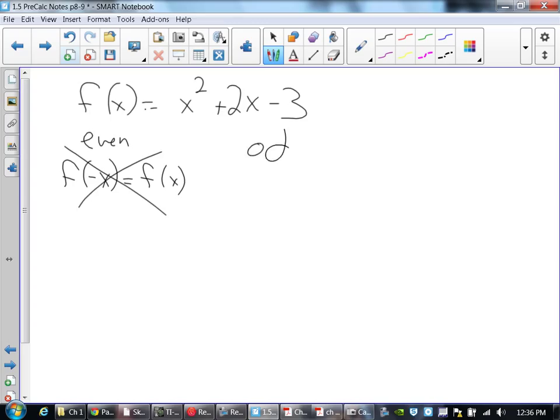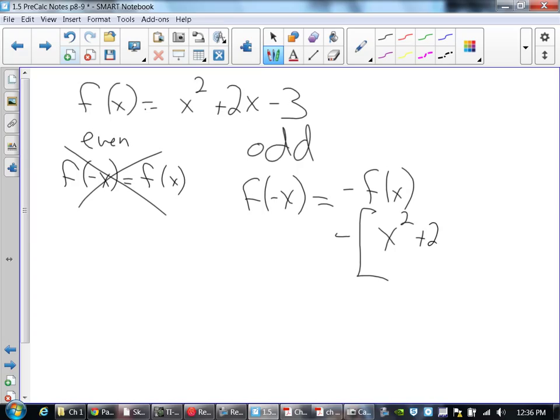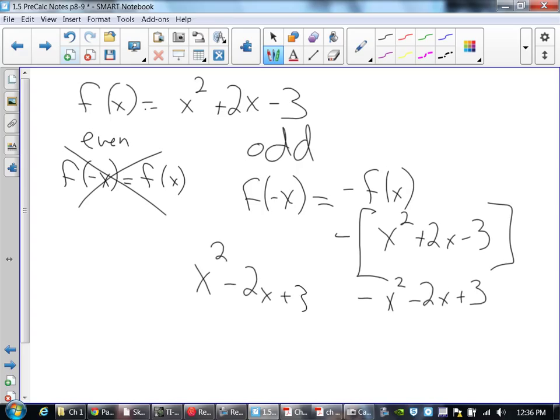If I check odd, what is this? f of negative x, does it equal negative f of x? Remember, what you're doing for this part is taking the negative times the whole function. So you have negative x squared minus 2x plus 3. And then on the other side, you go back in again, you're going to get x squared minus 2x plus 3. That negative is a negative 1 times the x squared. Does it make it equivalent?